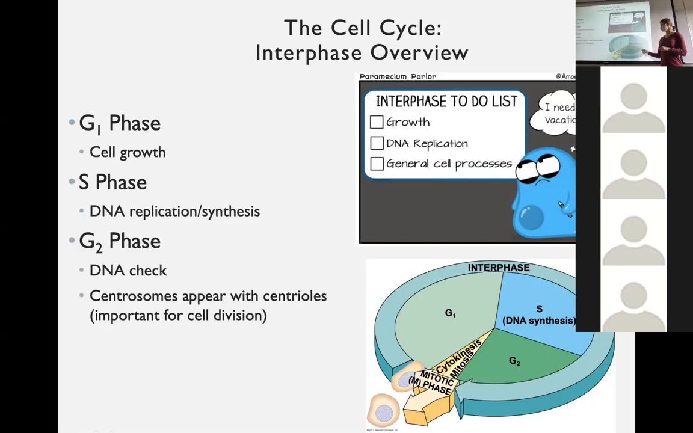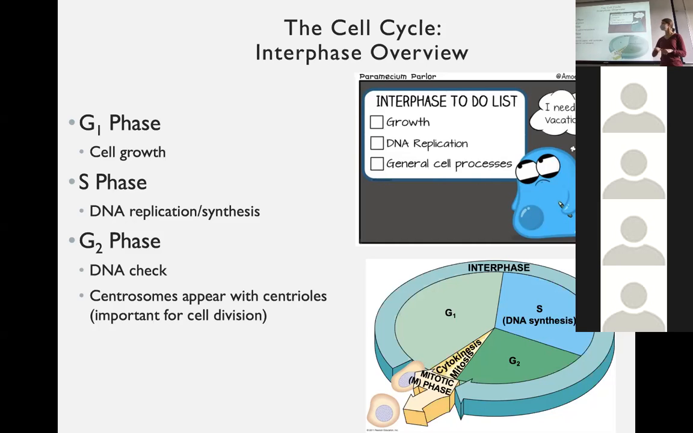And another important aspect of G2, different parts of the cell that are important for cell division, so to actually let the cell divide, are starting to appear, which are centrosomes and centrioles. We won't worry too much about exactly what those are, but they'll come up again when we talk about mitosis. They're basically how the cell gets pulled in two, more or less.